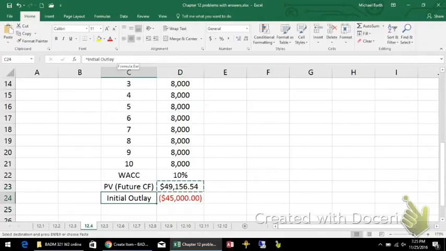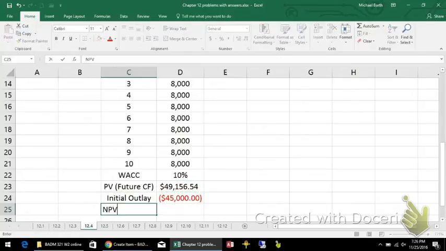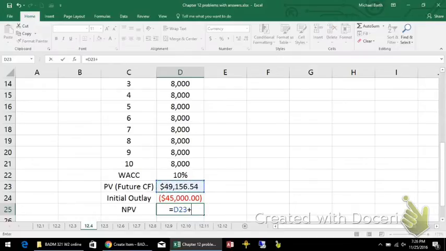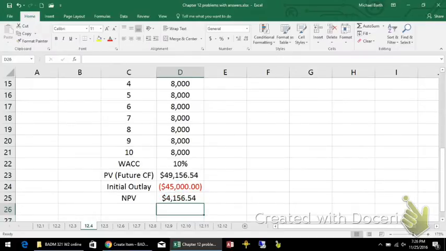So the net present value, which is the present value of the future cash flows minus the present value of the initial outlays, the net present value, or the NPV, is $4,156. So yes, they should replace the machine. It'd be the same as finding a sack with $4,156 in it. So it's an immediate gain.